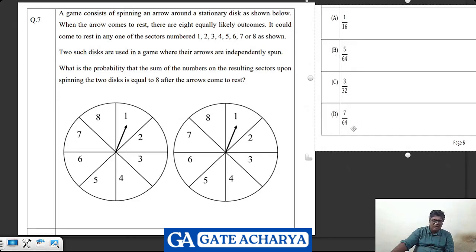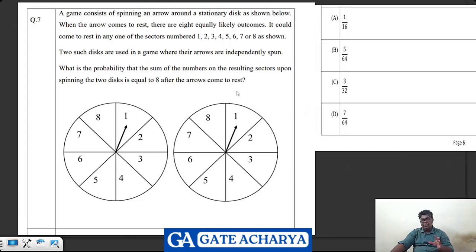Okay, let's forget the options. Let's read the condition first. What they're saying is a game consists of spinning an arrow around a stationary disc as shown below. When the arrow comes to rest, there are eight equally likely outcomes. There are 8 possibilities in this game. It could come to rest in any one of the sectors numbered 1, 2, 3, 4, 5, 6, 7, 8. The 2 such discs are used in a game where their arrows are independently spun. So they are not related to each other. So they are independent. What is the probability that the sum of the numbers on the resulting sectors upon spinning the 2 discs is equal to 8 after the arrows come to rest?